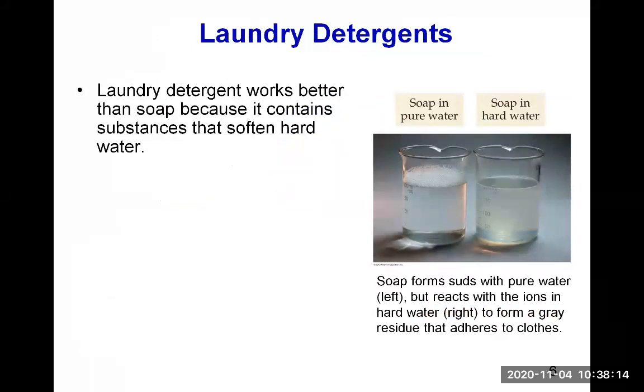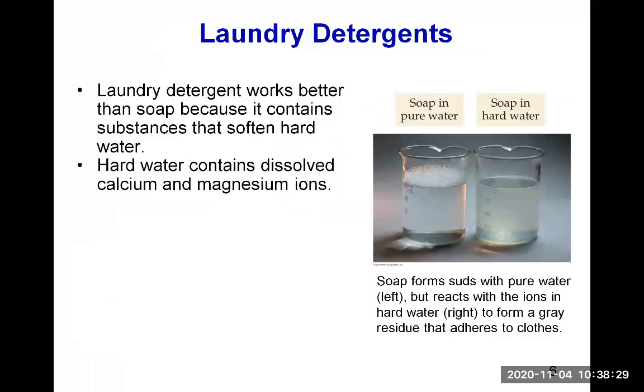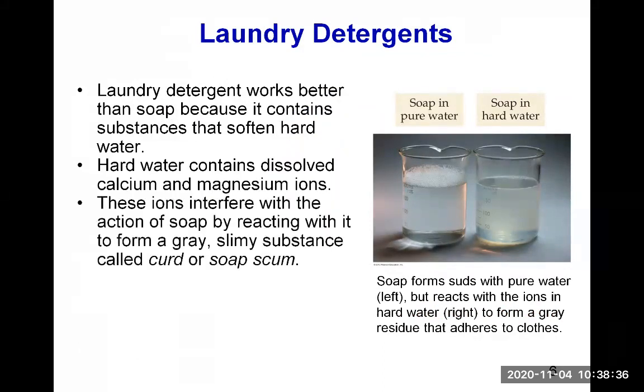You are using laundry detergent to wash your clothes. Laundry detergent works better than soap because it contains substances that soften hard water. So what is hard water? Hard water contains dissolved calcium and magnesium ions. These ions interfere with the action of soap by reacting with it to form a gray, slimy substance that we call curd or soap scum.